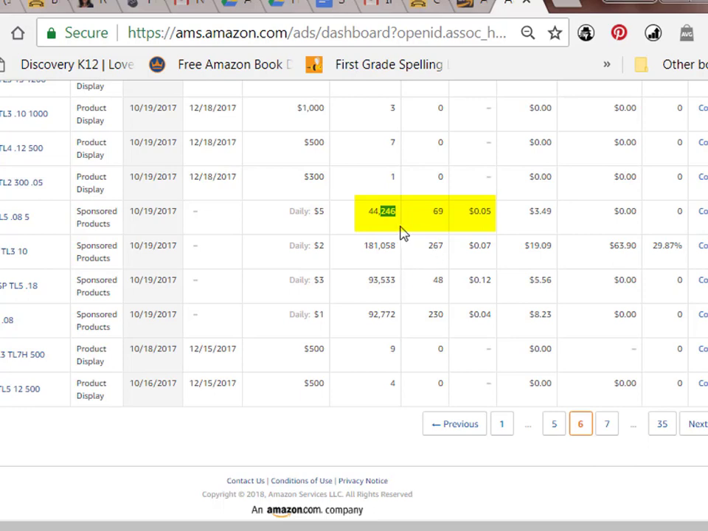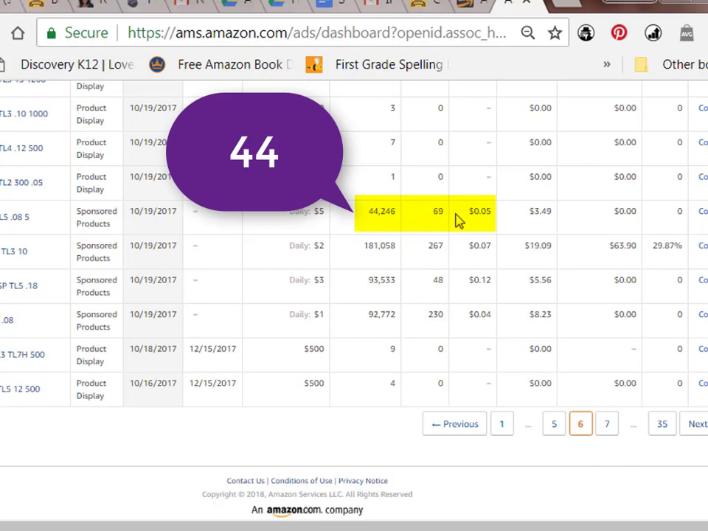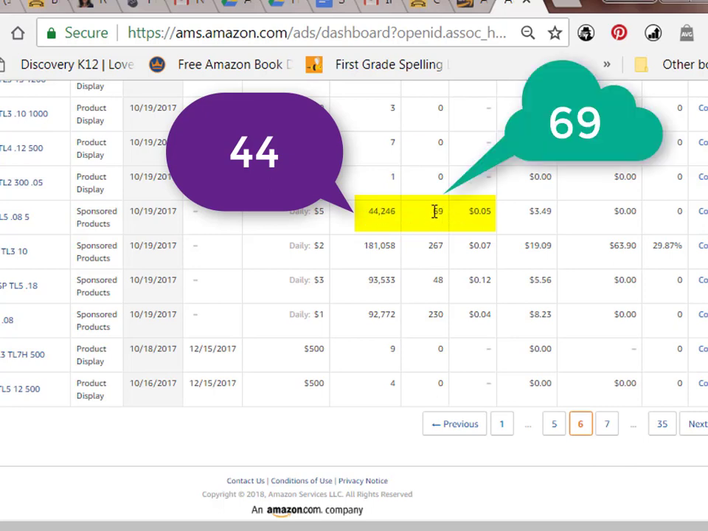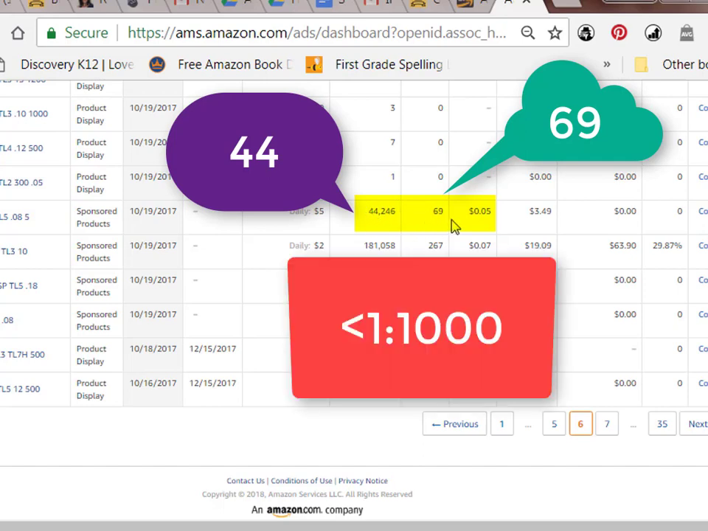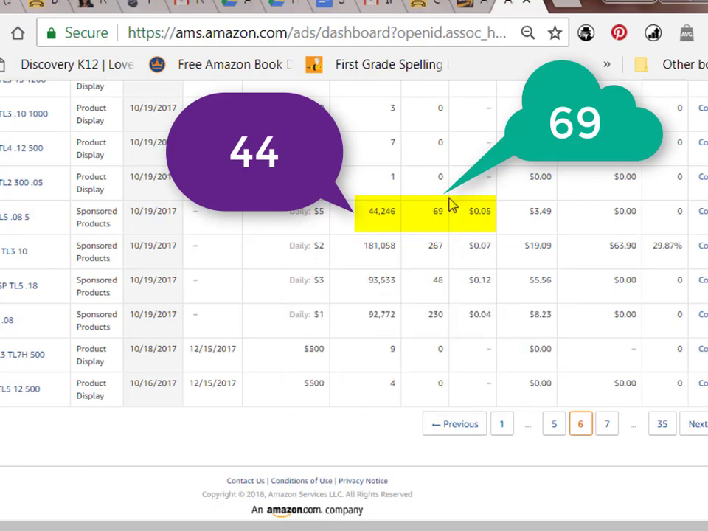All right, nice and slow. Ignore that number. Pretend it says 0. What we're going to compare is this number and this number. This number here is 44. This number is 69. Since this number is bigger than this number, I know my ratio is going to be better than 1 click per 1,000. That is excellent. That puts us down in the 1 in 400 range.